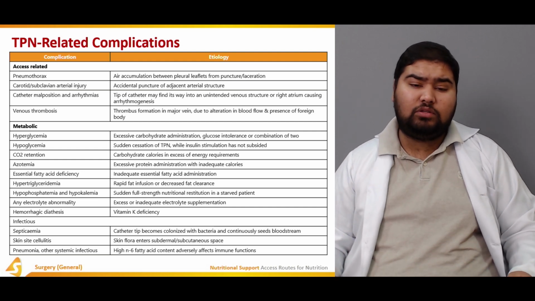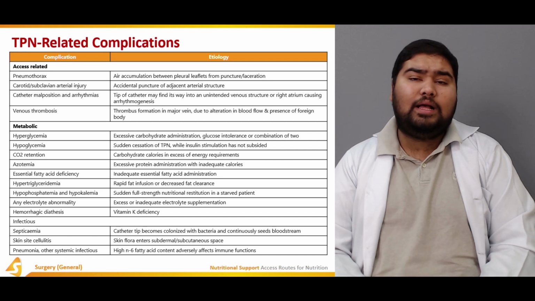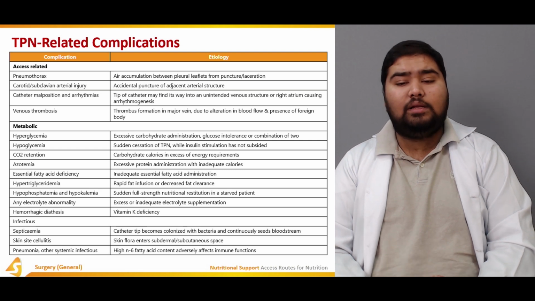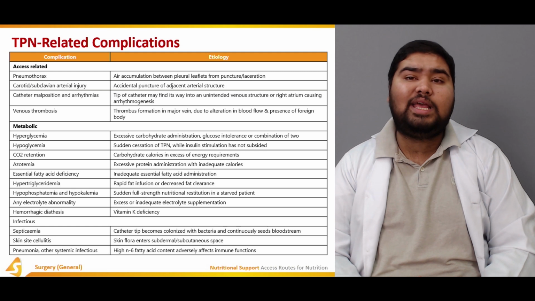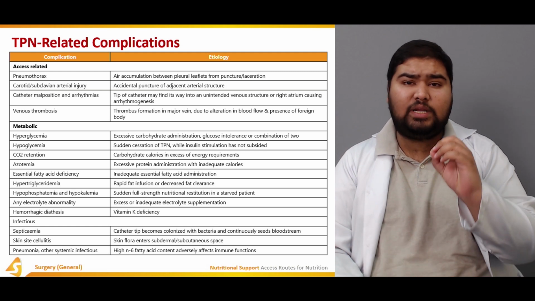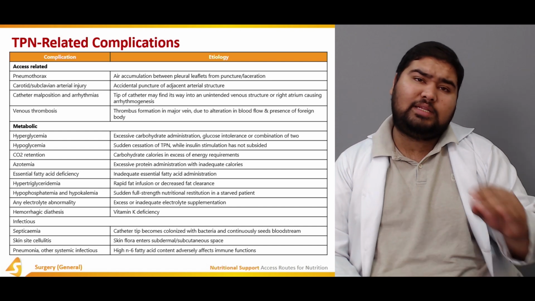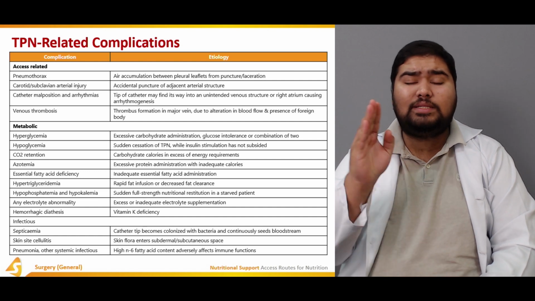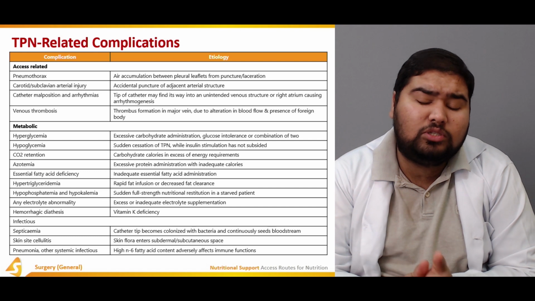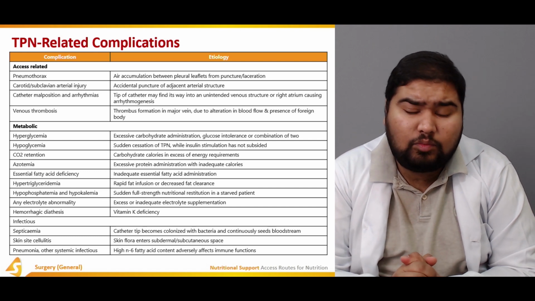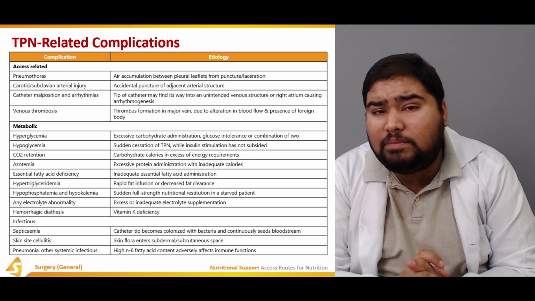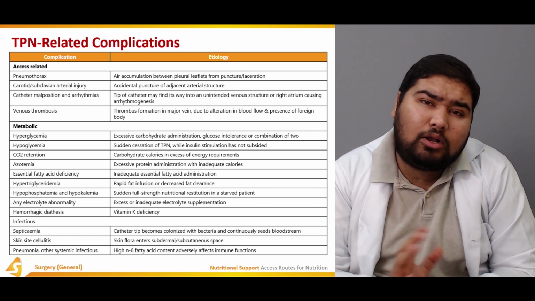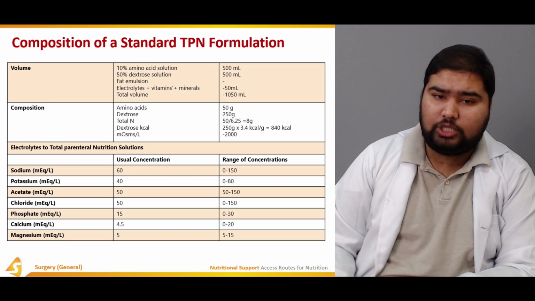Now finally, we can also have pneumonia or other systemic infections because of the high omega-6 fatty acid content, which adversely affects the immune function. That causes production of pro-inflammatory cytokines, which can lead to pneumonia and other systemic infections. So this is a list of various complications of the total parenteral nutrition. With this, you can see it is not the preferred method, but since it is required so frequently, you must know the complications of total parenteral nutrition.